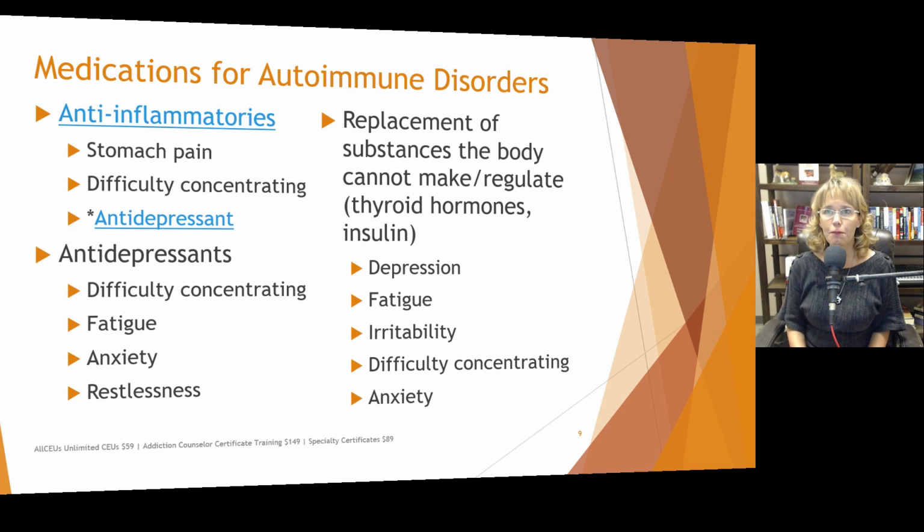Another type of medicine that people often take with autoimmune disorders can be substances that the body can no longer make or regulate on its own. The two main ones are thyroid hormones and insulin. Now, with thyroid hormones, there's a fine line here. You think hypothyroid, people who don't have enough thyroid hormone tend to have symptoms of depression. People with hyperthyroid, or too much thyroid hormone, often have symptoms that are more similar to anxiety. If people's levels of thyroid hormones are not correct, if the doctor prescribed them something and it's too high or too low, that can be contributing to depression, fatigue, irritability, problems with concentrating, or anxiety.